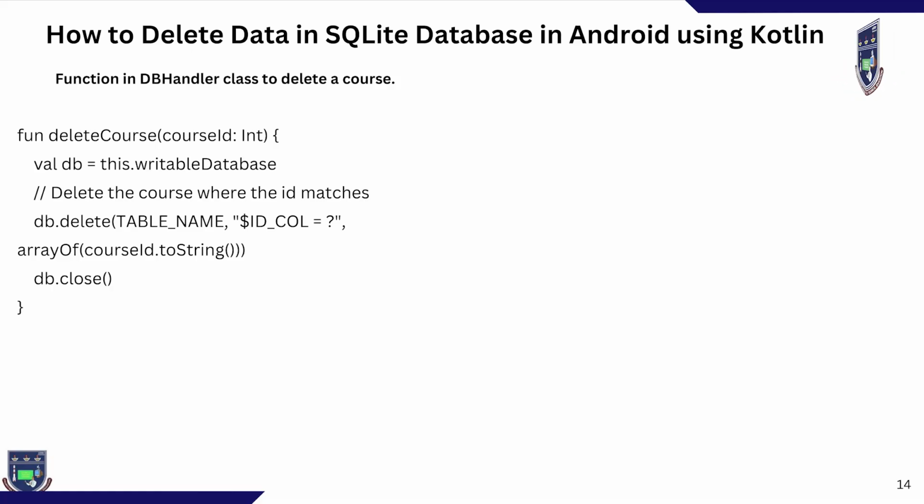So let's add a function in our DB handler class to delete courses. Here is the Kotlin code. We first get the writable instance of the database. Then we call the db.delete function, passing the table name, the where clause, and the argument for the placeholder, which in this case is the course ID. Finally, we close the database to free resources.